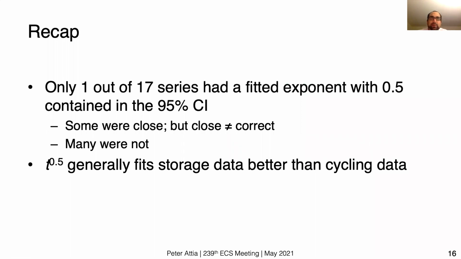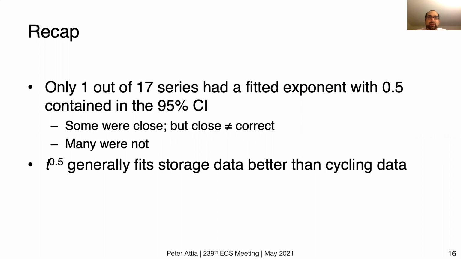Okay, so we went through a lot of different data sets there. The key thing here is that only one of the 17 series had a fitted exponent that was technically within 0.5, where 0.5 was contained in the 95% confidence interval. Many of these were close, but close here does not equal correct. Again, we're trying to see if these models are actually empirically justified. And while some were close, many were not. Some of these data sets had exponents as low as 0.2.